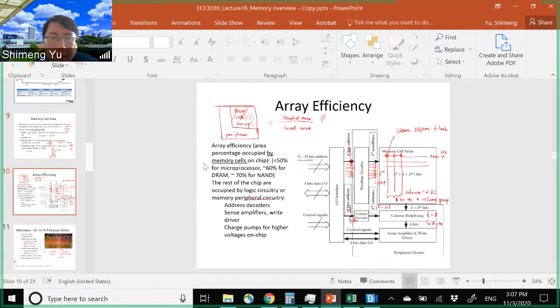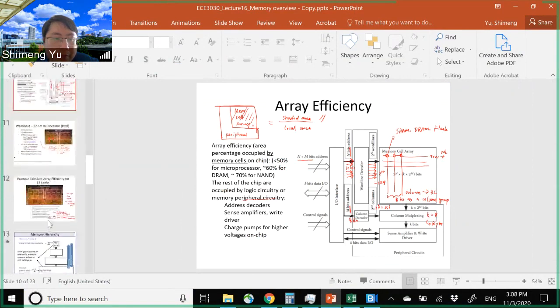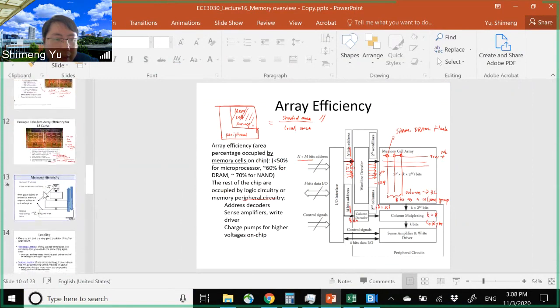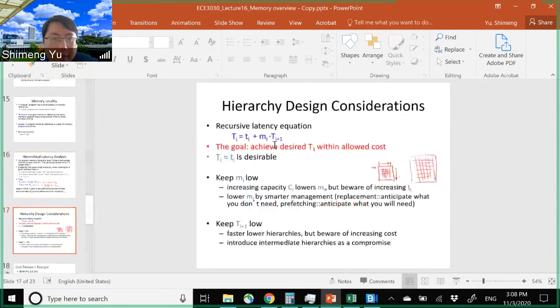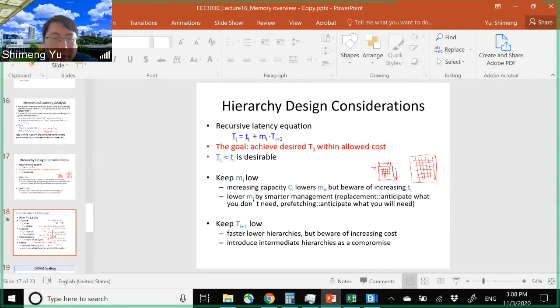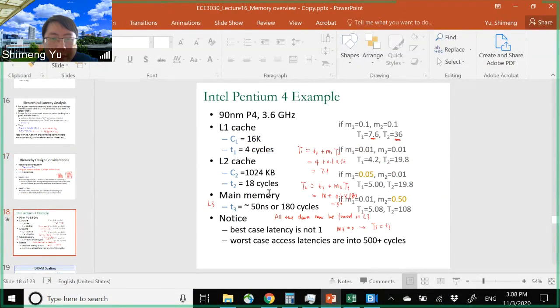And then understand the generic organization of the memory chip. You have the memory cell array, rows and columns, and then we have peripheral circuits. And then the hierarchical latency analysis: understand this equation, and how to apply that equation to this kind of problem.